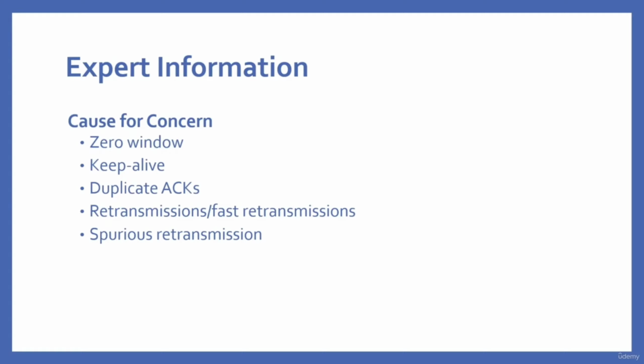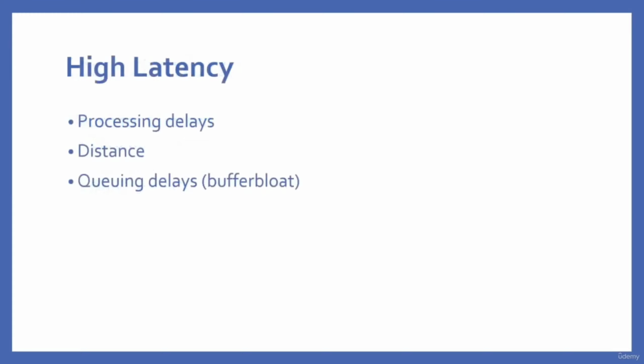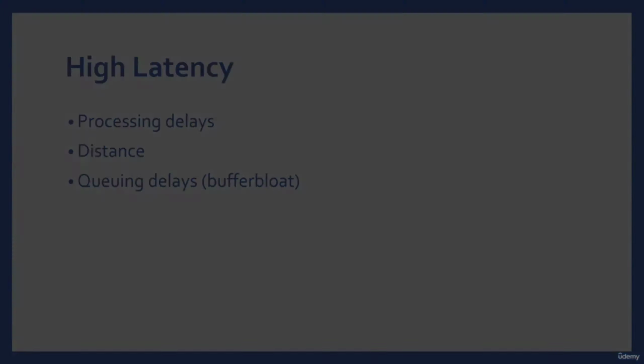A spurious transmission is data that is sent again even though it's already been acknowledged, and that is because the server somehow did not get that acknowledgement and it sends the data again. High latency can be caused by any number of things such as processing delays, distance itself, and something called buffer bloat. This is a queuing delay in that the router buffers get full and the packets are simply dropped and there are gaps in delivery of the data.